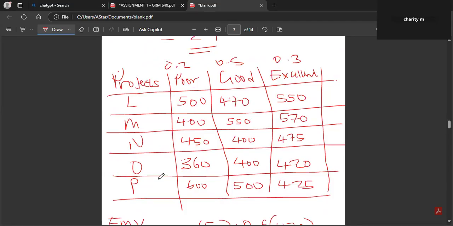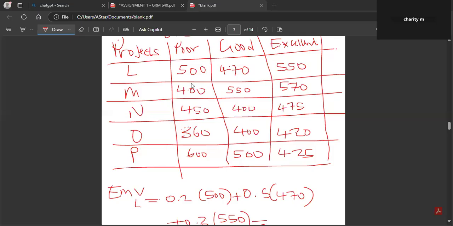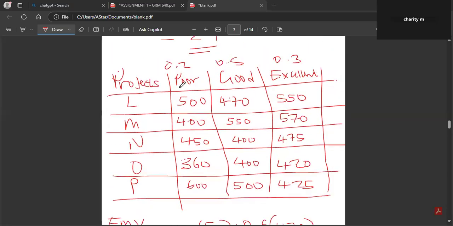Yes. Okay, I've given you some minutes to do that one. All right, so take your time. In each of these, take the highest value to find the value with certainty, by 0.2, even here by 0.5, here by 0.3. Is that okay?